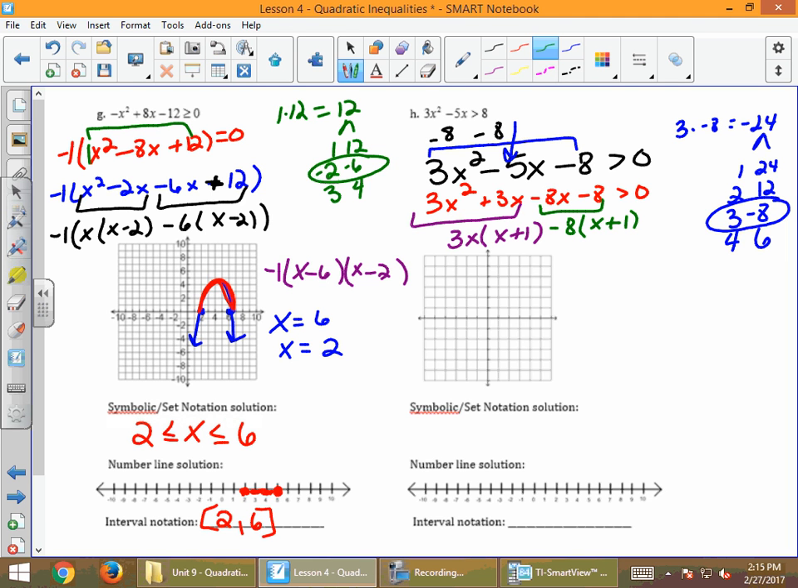You might be thinking, well, that was a negative 8. Well, the sign's changed because you technically took out a negative there. What's going to go in that first parenthesis? 3x minus 8. What's going to go in that second parenthesis? X plus 1.